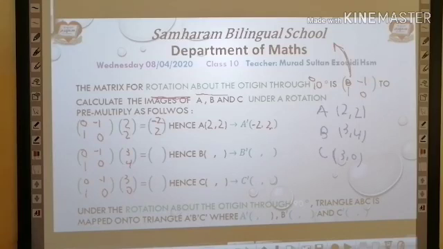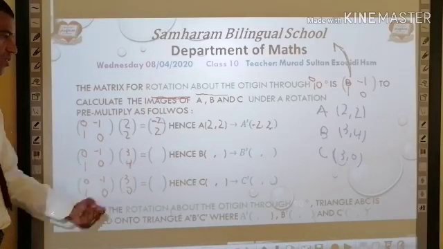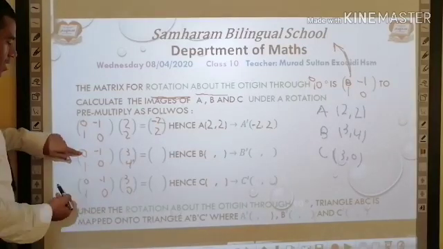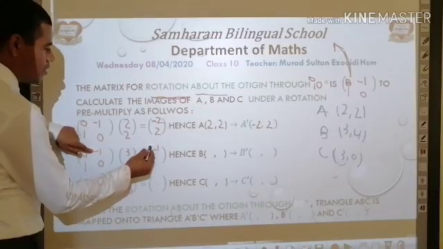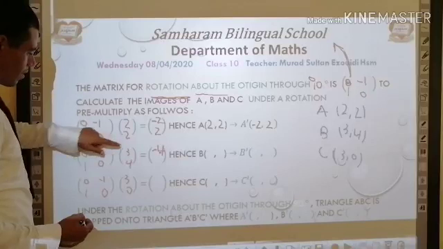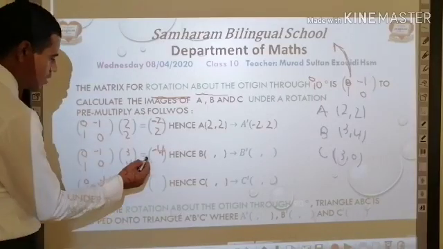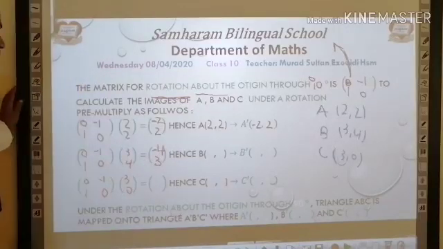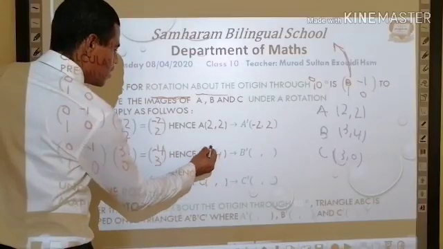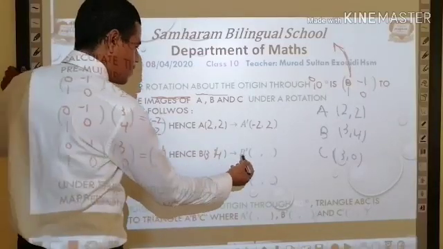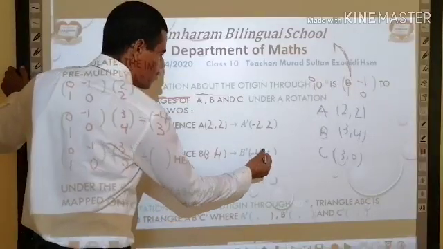The next: 0, negative 1, 1, 0 multiplied by the vector 3, 4. So 0 multiplied by 3 is 0, plus negative 1 multiplied by 4 is negative 4. 0 plus negative 4 is negative 4. 1 multiplied by 3 is 3, plus 0 multiplied by 4 is 0. 3 plus 0 is 3. So hence B of coordinates 3, 4 maps to B prime of coordinates negative 4, 3.